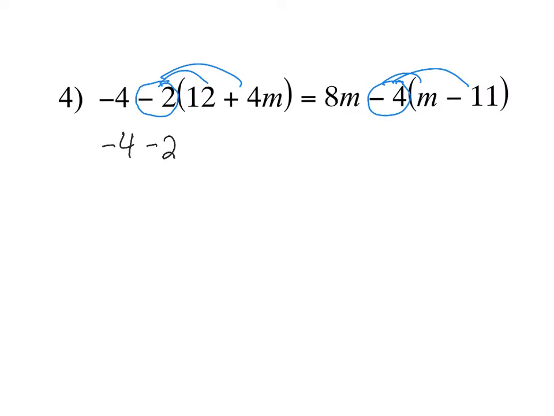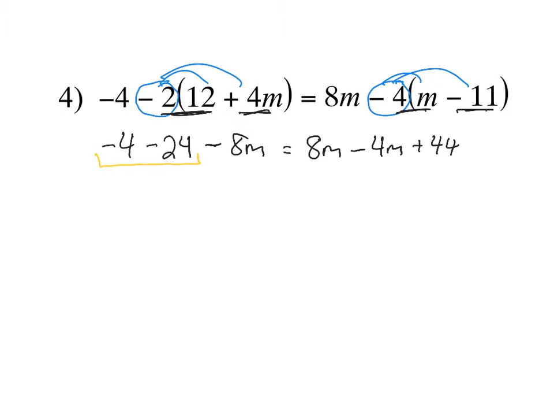-4 minus 24 minus 8m equals 8m minus 4m plus 44. Check those negative signs as you go, right? I'm going to double check. Should be a negative there, a negative there. That looks good. Should be a negative and then a positive. Good. Okay. So we look good there. Now I am going to combine like terms on each side, right? So this -4, -24, that is a like term. And the m's on this other side, those are like terms. So let's do that.